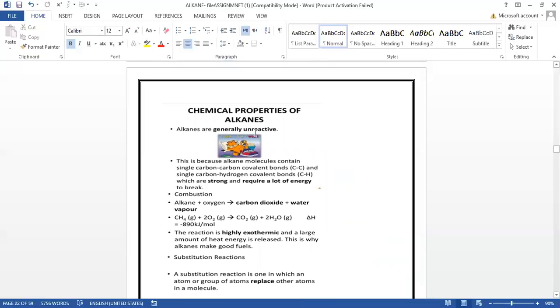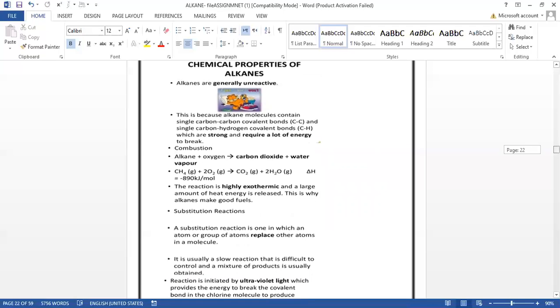Alkanes are generally unreactive, that's why they are called paraffins, low reactive, because they are non-polar. This is because the molecule contains single carbon-carbon covalent bonds and single carbon-hydrogen bonds, which are very strong and require a lot of energy to break. In combustion, when the alkane consumes oxygen, the sole products are carbon dioxide and water. This is a highly exothermic reaction.